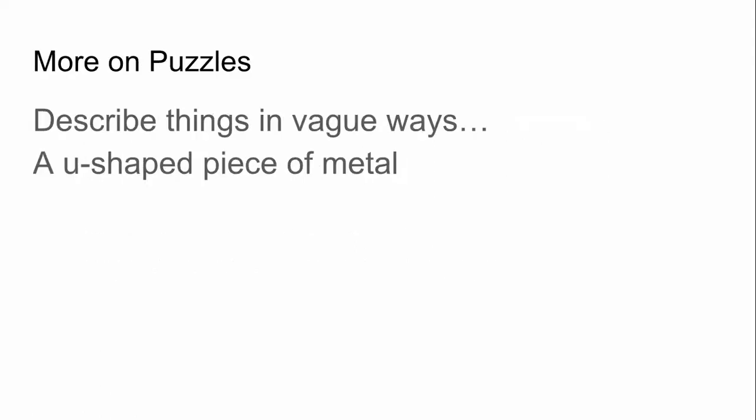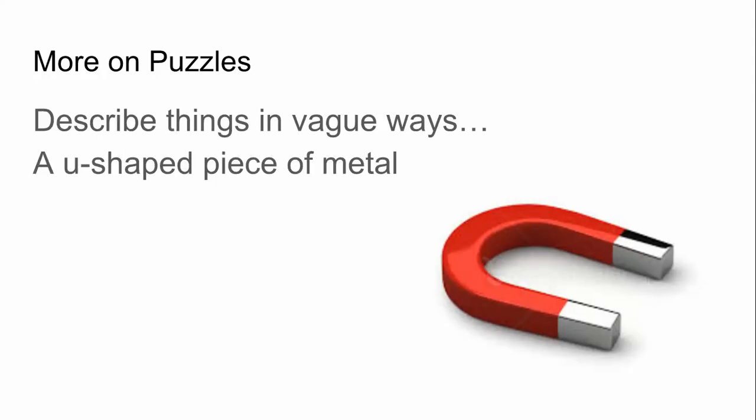Other cool types of puzzles. These are very common. Describing things in ways that it's not immediately obvious what the thing is or what it does. So a U-shaped piece of metal, what might that be? The player's like, I don't know what that is, right? It's a magnet. So that's how it's used in your game. Maybe you have to pull a key that's stuck in a crack out of the floor. You need the magnet. Well, it may take the player a while to realize that the U-shaped piece of metal is actually a magnet.